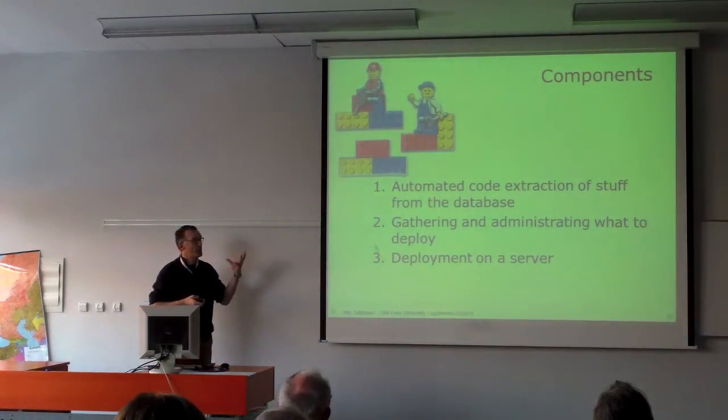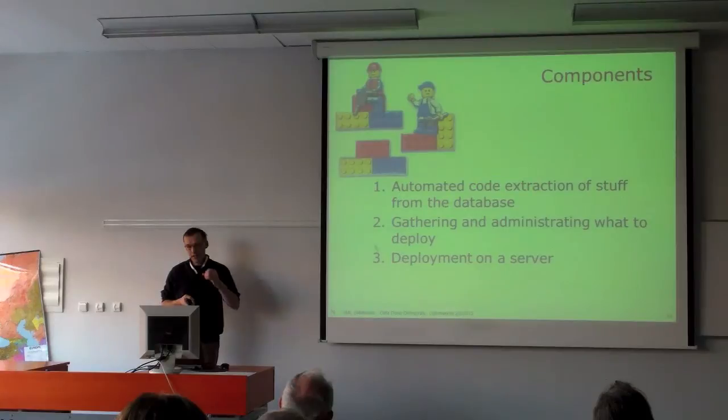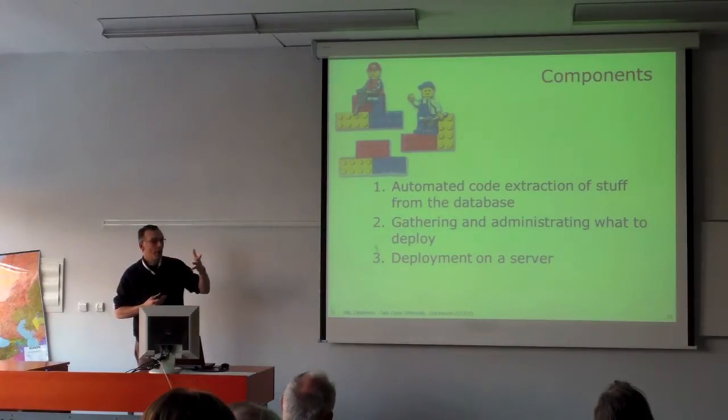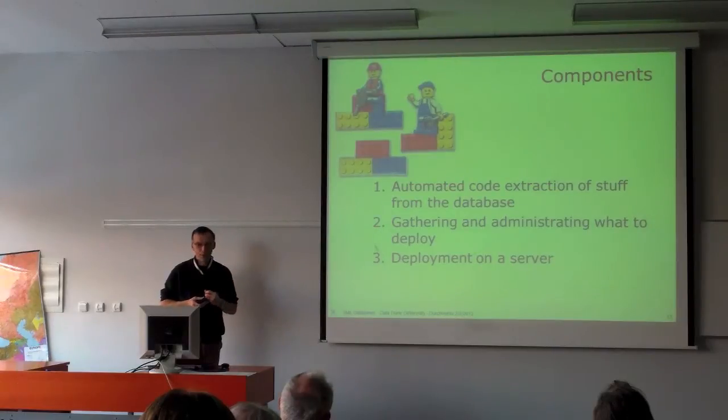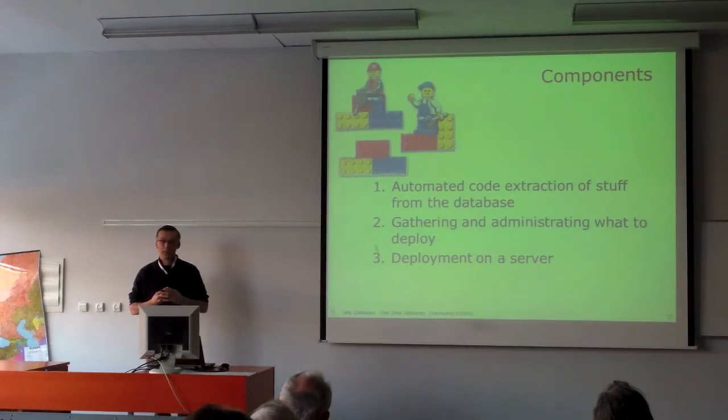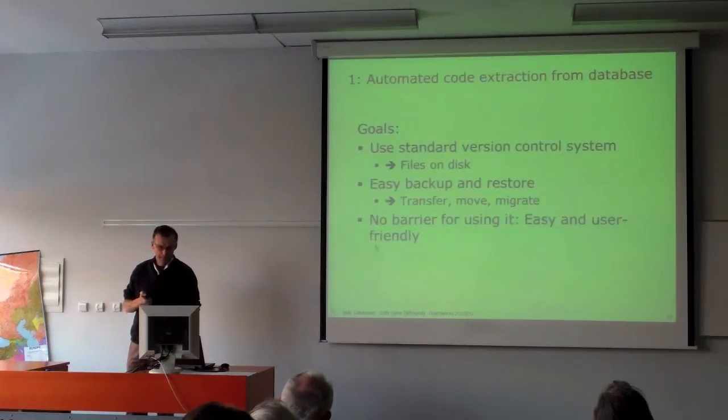Okay, there are three components to this. The first thing is, how can I do my automated code extraction from the database? So I have my database with my collections and resources in it, and I want to extract it so I can do version management on them. Second thing is, I have to do a deploy, so I have to know what to deploy, and I have to gather and administrate what I'm going to deploy and assign it a build number or a build name. And third thing, of course, when I've done that, I have to actually deploy it to the server.